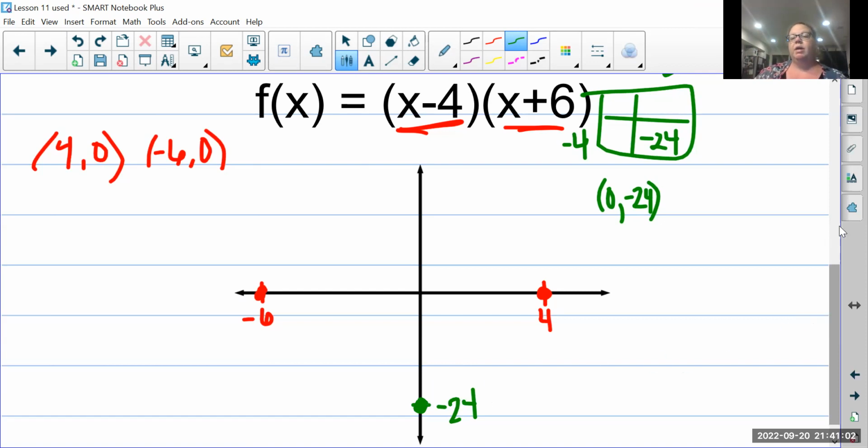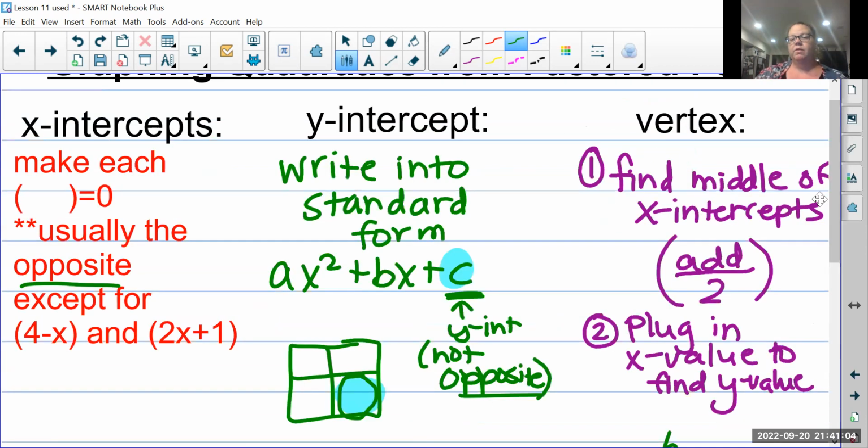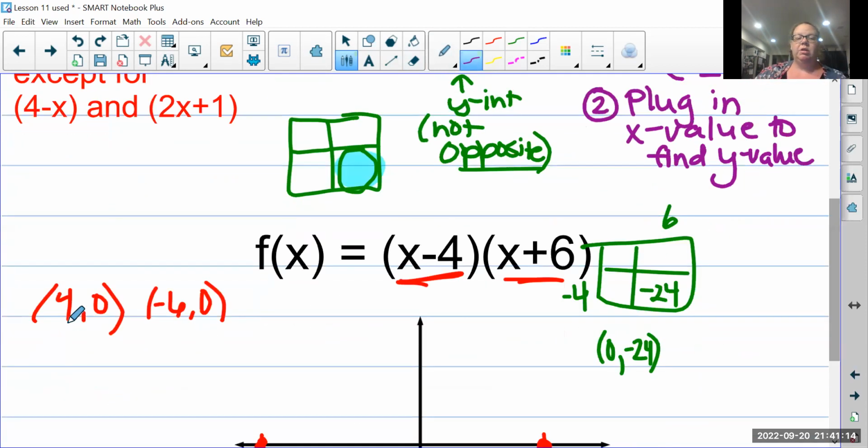So now I'm going to find my vertex. My vertex, the first thing I need to do is find the middle of my x-intercepts. So to do that, I'm going to add the 2 x-intercepts I found and divide by 2. So here are my 2 x-intercepts. So I'm going to add these 2 together, 4 plus negative 6.